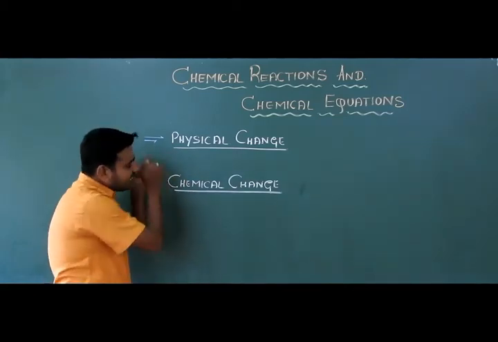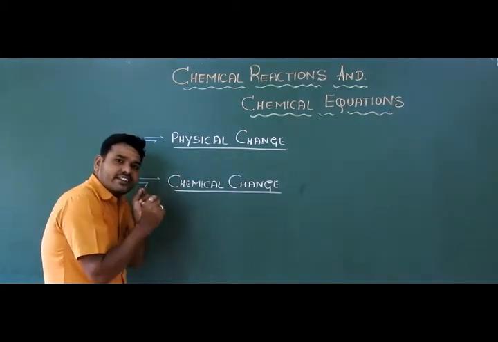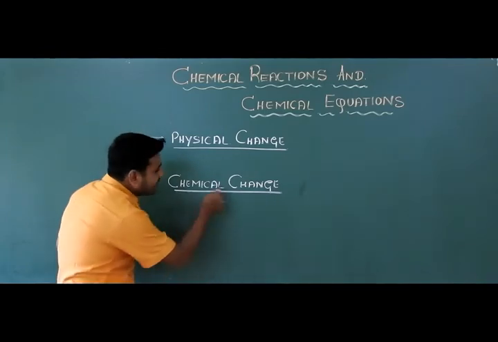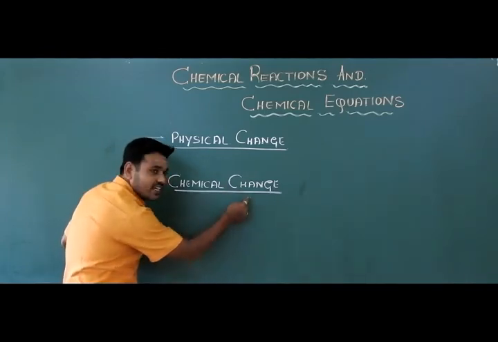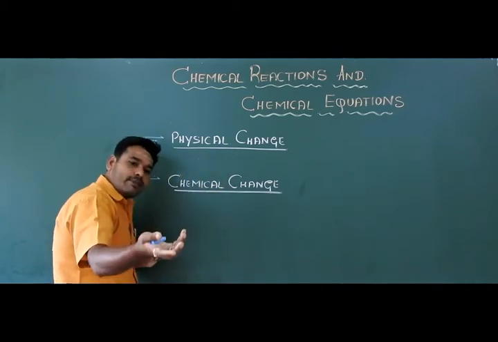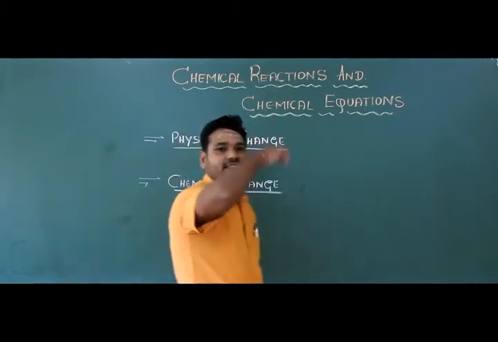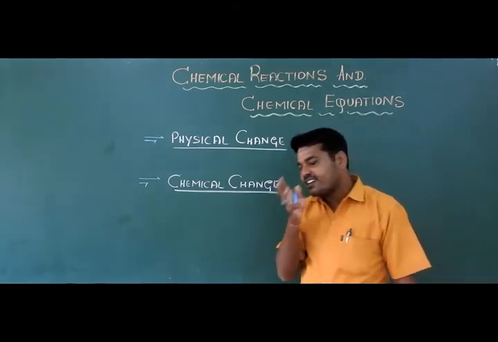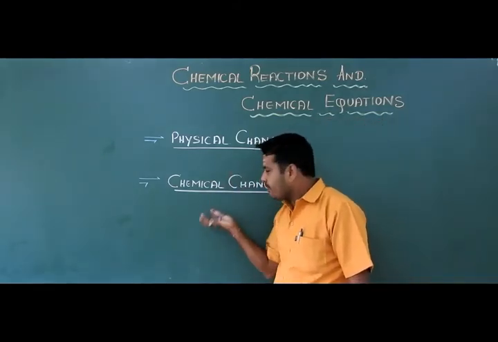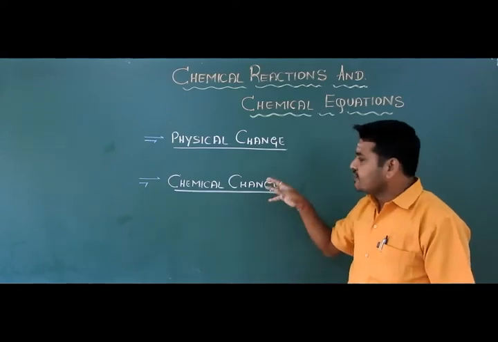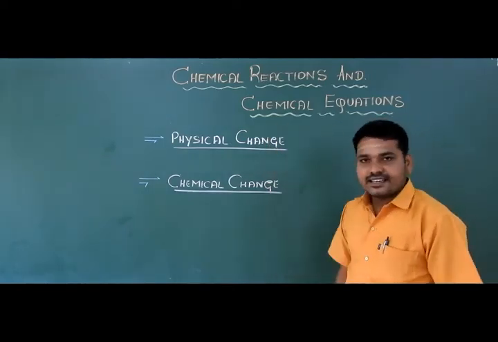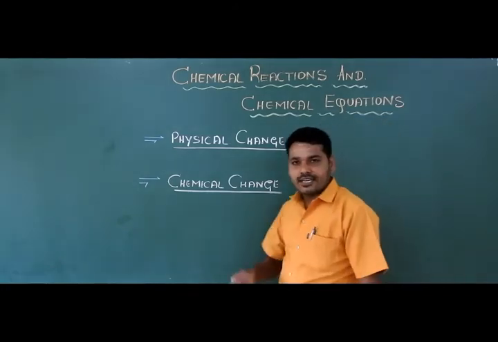And here, a physical change is said to be a reversible process, whereas a chemical change may be reversible or it may be irreversible, students. So in chemical change, some of the reactions are irreversible and some of the chemical reactions are reversible, students. Okay, so one is said to be a physical change and the second one is called a chemical change.